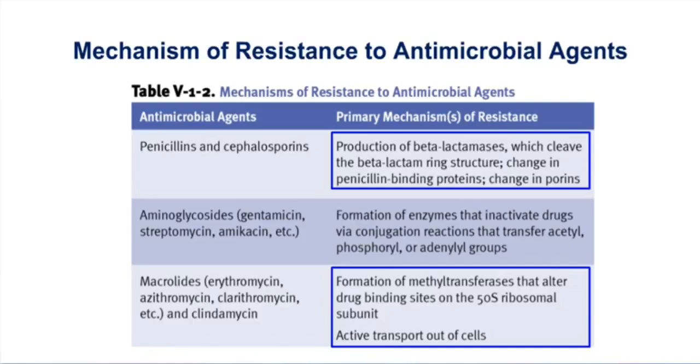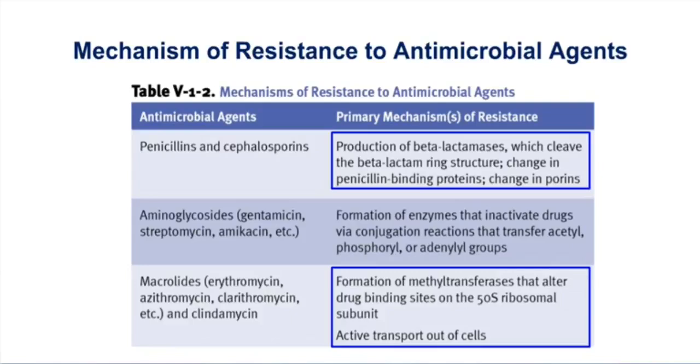There are also a couple of other mechanisms of resistance for pens and cephs. You can change the target. In fact, this is the most common type of resistance for you to predict that can occur. If the organism changes the target for the antibiotic, that's a way to develop resistance. So you ask, what is the target for pens and cephs? It's penicillin-binding proteins. So the bacteria modify their PBPs, and these drugs don't bind effectively. The third mechanism we'll talk about is change in porins, and this affects the entry of the antibiotic into the bacteria.